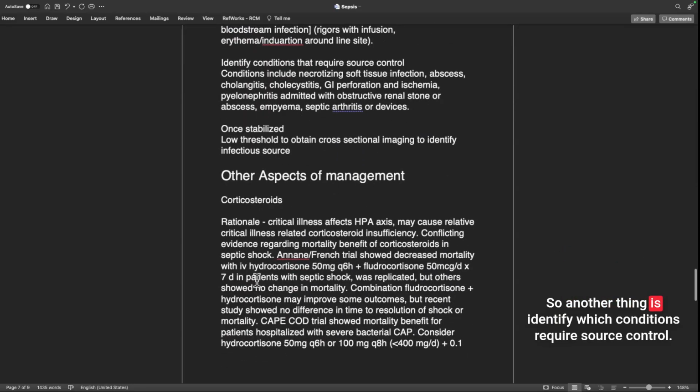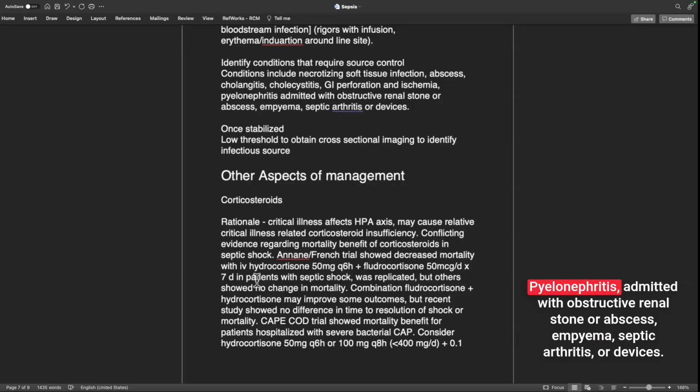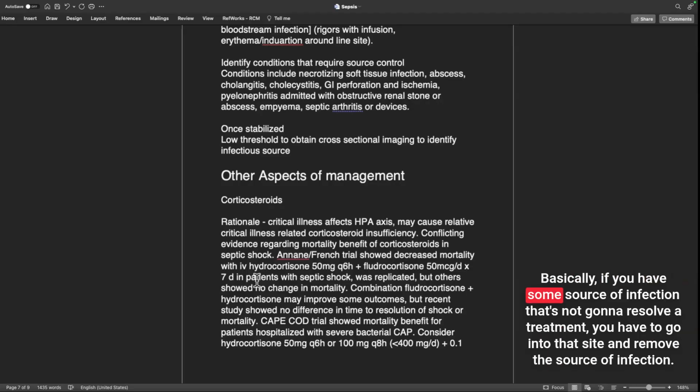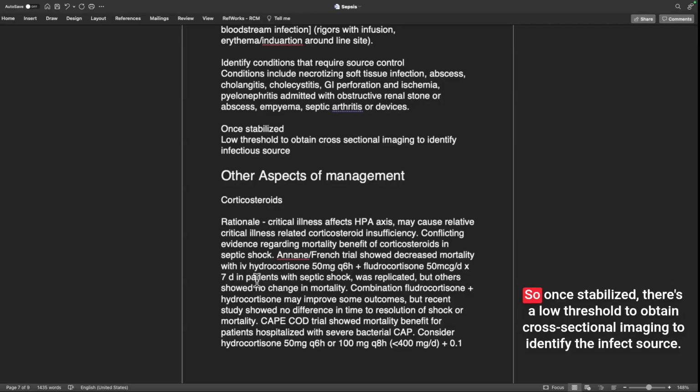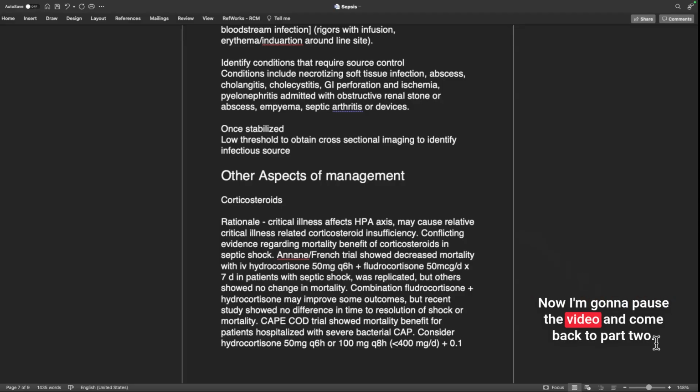Another thing is to identify which conditions require source control. These conditions include necrotizing soft tissue infection, abscess, cholangitis, cholecystitis, GI perforation and ischemia, pyelonephritis with obstructive renal stone or abscess, empyema, septic arthritis, or devices. Basically, if you have some source of infection that's not going to resolve with treatment, you have to go into that site and remove the source of infection. Once stabilized, there's a low threshold to obtain cross-sectional imaging to identify the infectious source. Now I'm going to pause the video and come back to part 2.